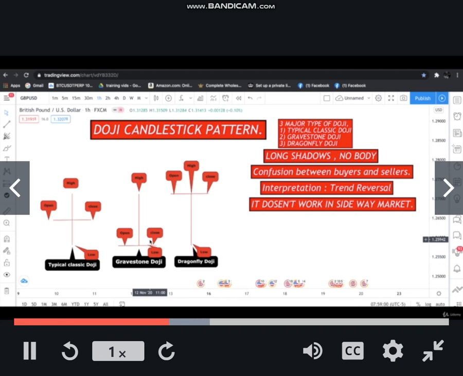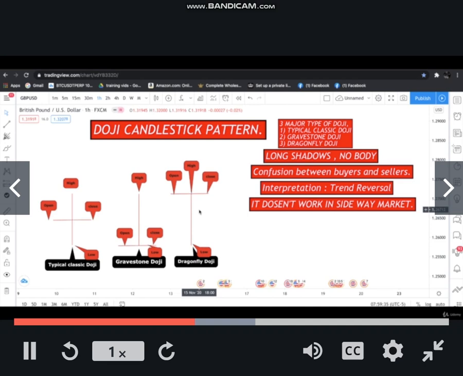The last one, the dragonfly doji, is like the alphabet T. It has the same characteristics, long shadows but no body at all. This is the opening price, the closing price, and the high and the low. So we have discussed three major types of dojis.